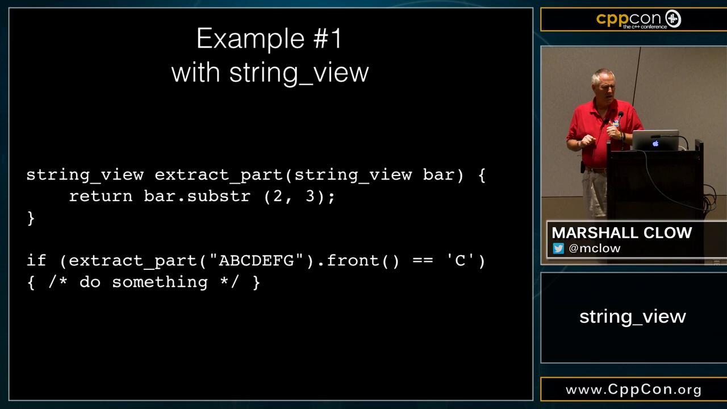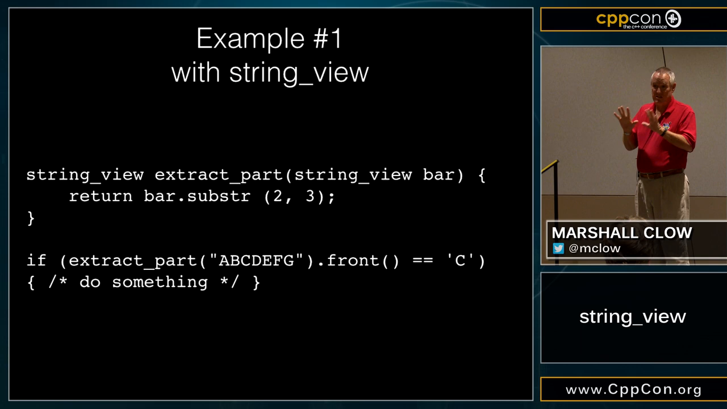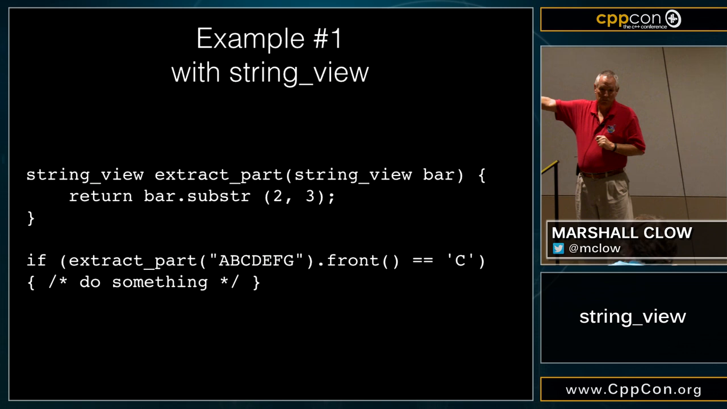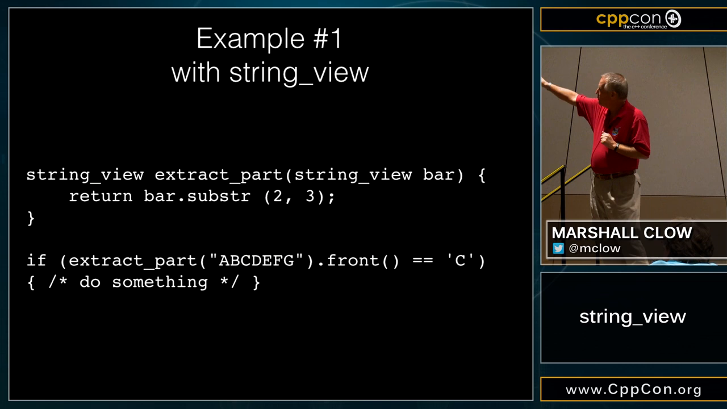It passes this to extract part. Extract part then calls substring on it, because string view has a substring member function. It's the same as std string, like I said. It pretty much has the same interface as a const standard string, which returns a new string view that refers to characters 2, 3, 4, 5 in the original string view. Returns that, and then we call front on it, which returns the first character, C.